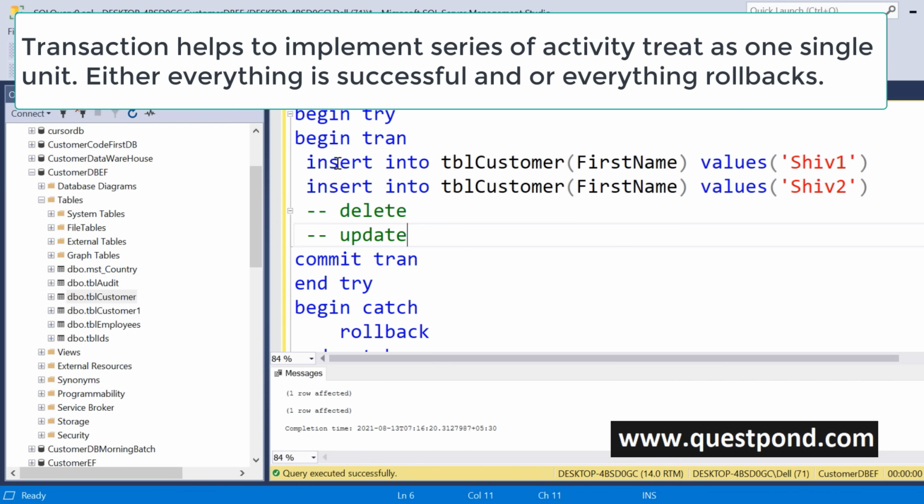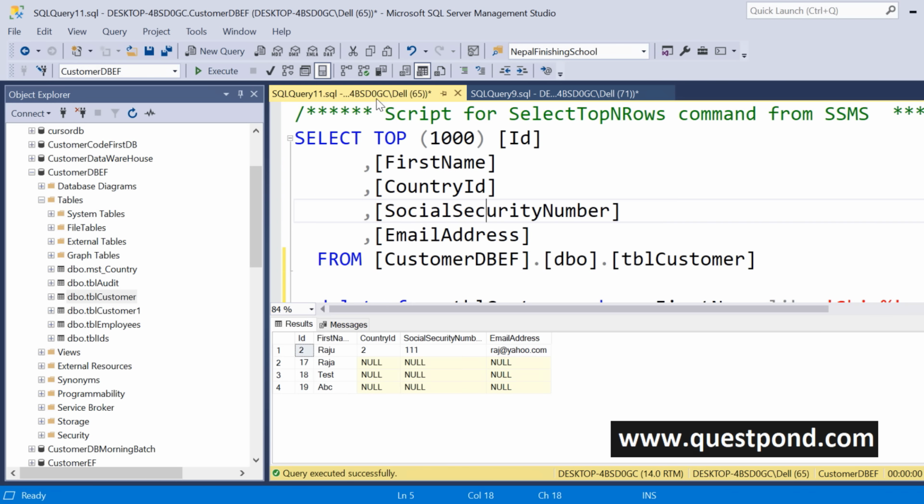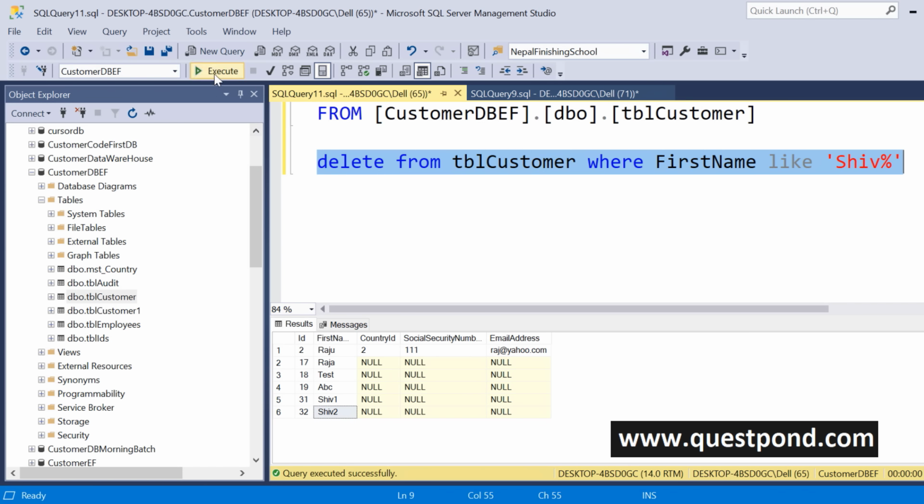So for example, now if you see, I have opened up a transaction here. This is how you write a transaction in SQL Server. You will say begin trans and then you will say commit trans. In case there is any error, you can see I have written a try catch, and in the catch, I have rolled back. So if there is any error, I want everything to be rolled back. So I'm going to go and execute this. You can see 1 row affected, 1 row affected, so 2 rows are affected. And if I just select, you can see both Shiv1 and Shiv2 have committed successfully, right? Now let me go and delete this.